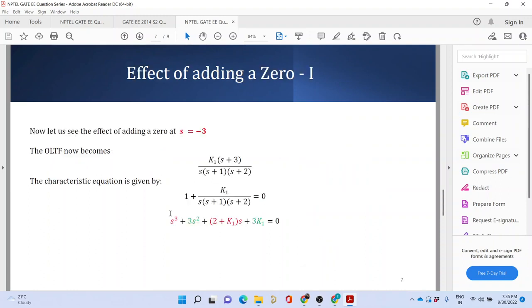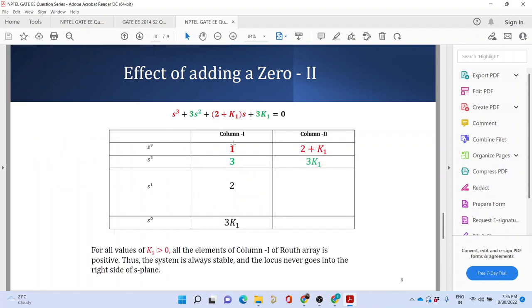Okay, so again what I am trying to do over here is add this zero. So s plus 3 is a zero that I have added over here, and then I am trying to write the characteristic equation. The characteristic equation becomes somewhat like this, and from here we construct the Routh table. And what we observe in the Routh table is, we have told in the previous slide that k1 has to be greater than 0, and what we see from the Routh array is all the elements in the first column of the Routh array are positive when k1 is positive, and k1 is positive, that we have established in the previous slide. So if that is so, the root locus can never intersect the j omega axis.